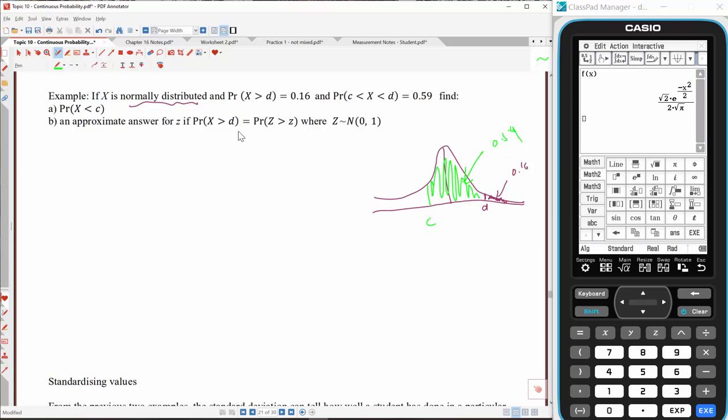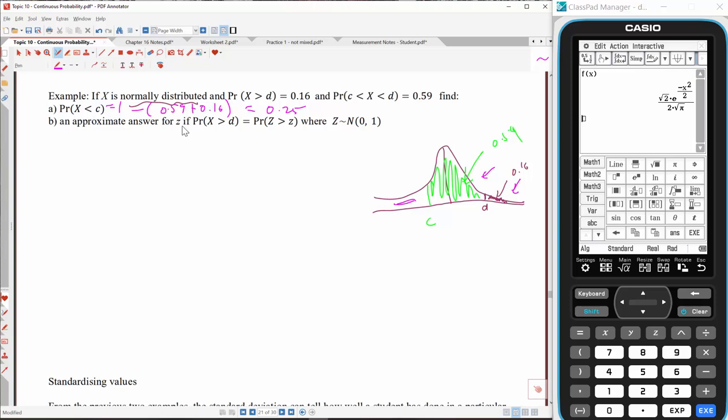All right, find the probability less than C. All right, yeah, can do that. So the picture will tell us that we're after this part here, which means that if we start with 1, all of it, so the probability under the curve, and then remove this part here and this part here, we're going to be left with this part here. So 1 take away 0.59 plus 0.16 is equal to 1 take away 0.75, 0.25.